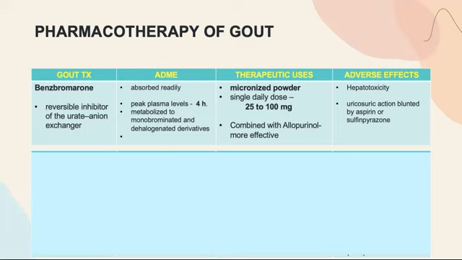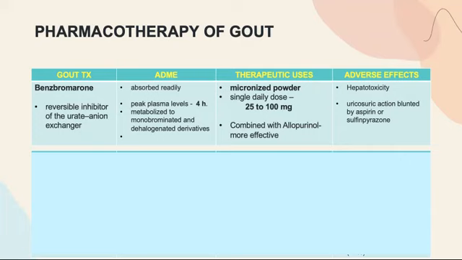As the micronized powder, it is effective in a single daily dose ranging from 25 to 100 milligrams. It is effective in patients with renal insufficiency and may be prescribed to patients who are either allergic or refractory to other drugs used for the treatment of gout. Preparations that combine allopurinol and benzbromarone are more effective than either drug alone in lowering serum uric acid levels, in spite of the fact that benzbromarone lowers plasma levels of oxypurinol, the active metabolite of allopurinol. The uricosuric action is blunted by aspirin or sulfinpyrazone.